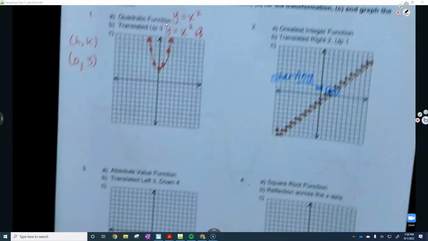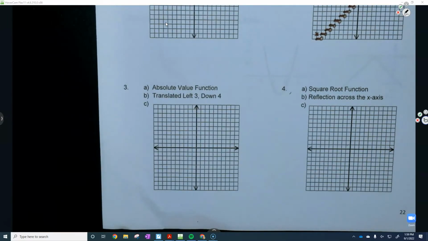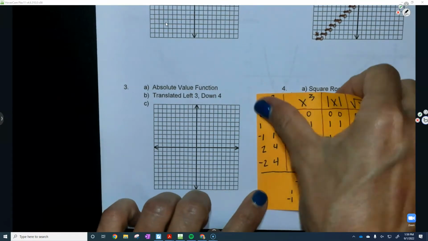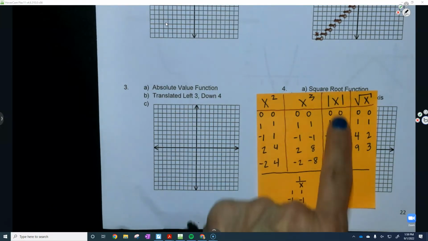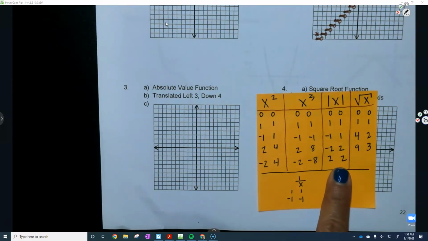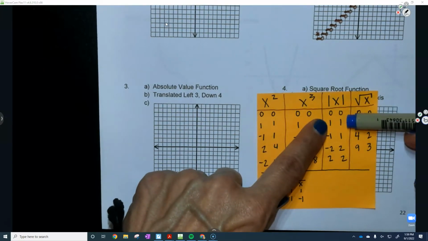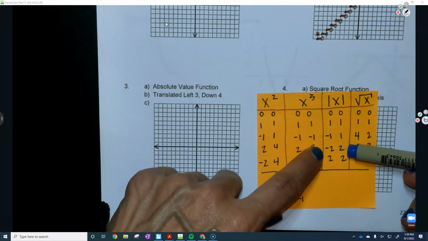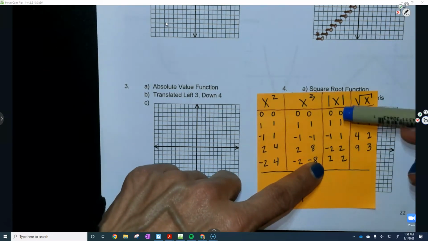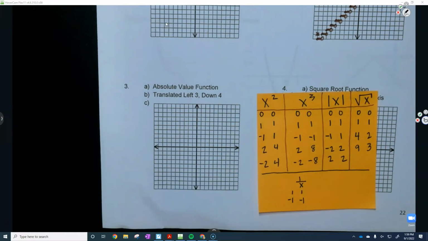All right, let's go down to problem number 3. On problem number 3, we're going to transform the absolute value equation. So this is going to be helpful for me. We are going to be looking at this column right here for the absolute value. Remember that goes to the origin, the parent function does. The ordered pair 1, 1. The ordered pair -1, +1. -2, +2. And +2, +2. Notice all of my outputs are positive because we are dealing with the absolute value function.